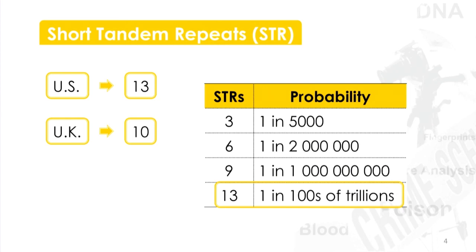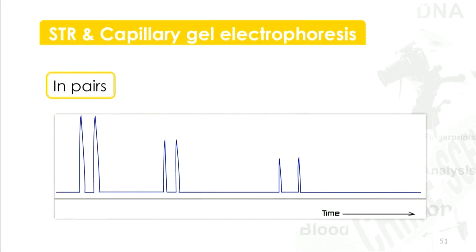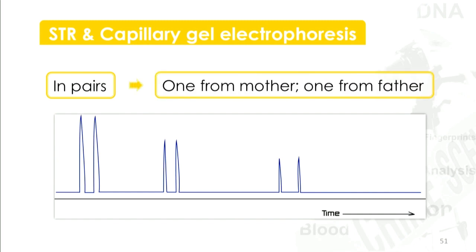So what do STRs look like when you do gel electrophoresis? The different STRs will come through that capillary tubing at different times, but they will come through as pairs because you have these different repeat numbers, the 2 different repeat numbers. So the signal you see on the output, when you see these pairs, you know that one of those pairs comes from the mother and the other one in the pair comes from the father.